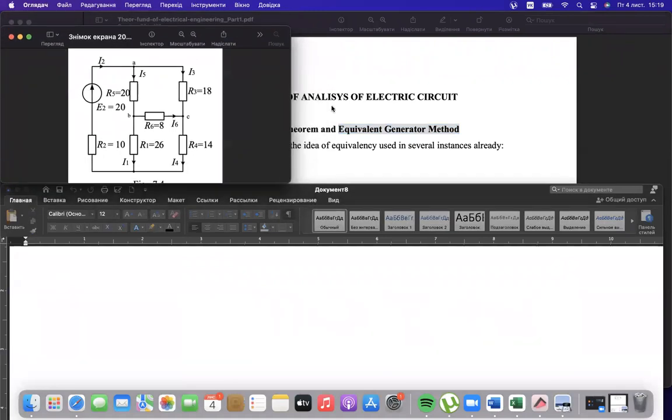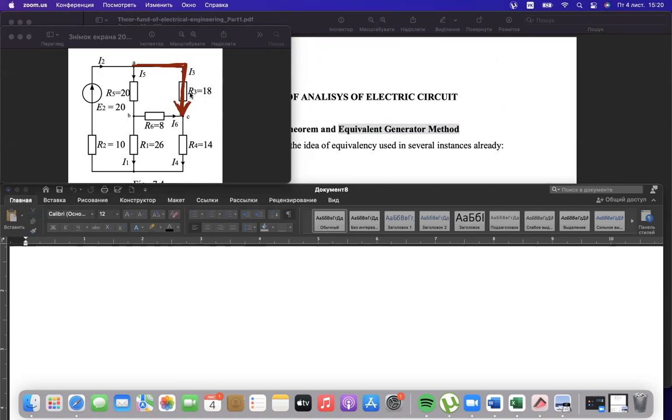What is the idea of the equivalent generator method? If you have some circuit and are interested in some part of it, for example, you are not interested in all of the consumers, but in some specific branch of your engineering interest, and you want to find lots of values, lots of variants of this working mode.